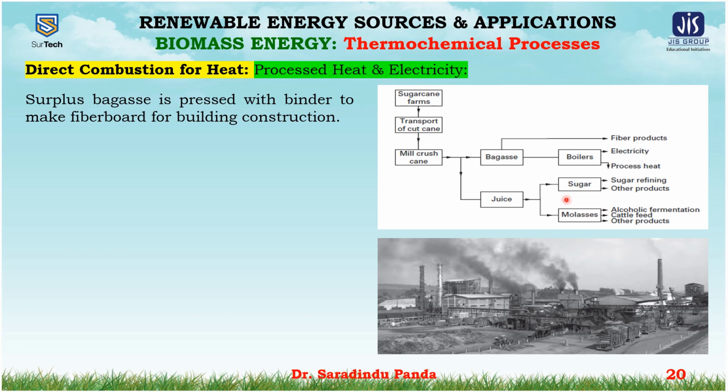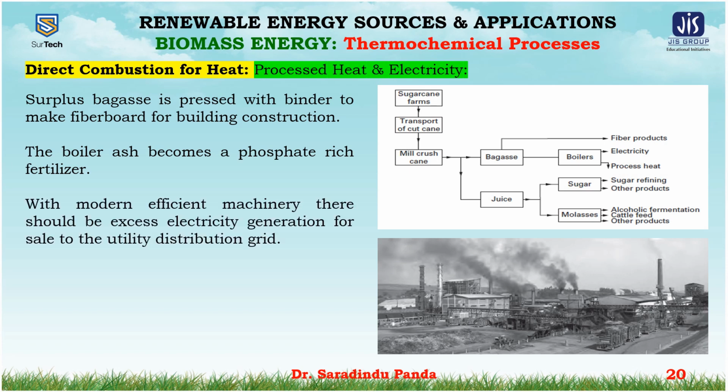The surplus bagasse is pressed with a binder to make fiber board for building construction. The boiler ash becomes a phosphate-rich fertilizer. With modern efficient machinery, there should be excess electricity generation for sale to the utility distribution grid.